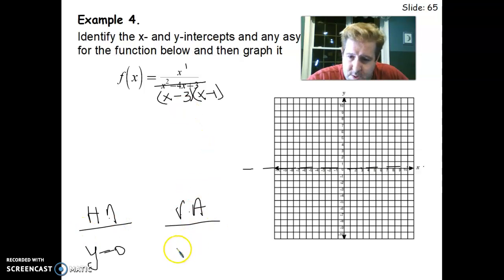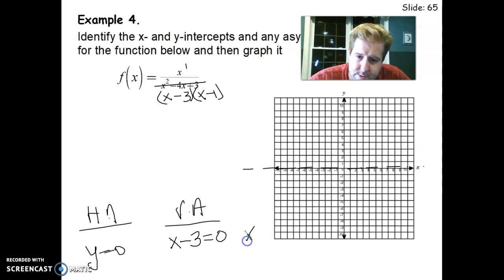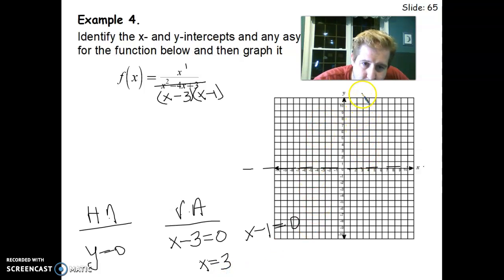For vertical asymptotes, set both of your denominators equal to 0 and solve. So x equals 3 is one right here, and then also x equals 1, which is right here.